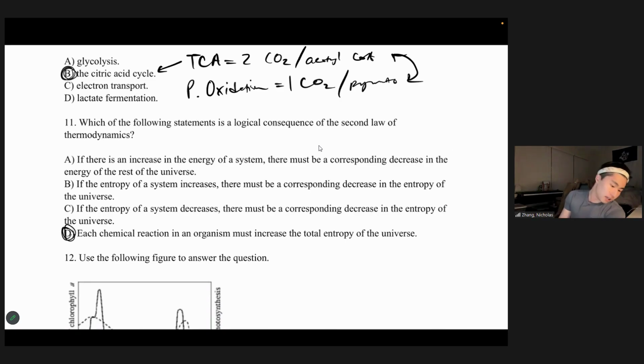Which of the following statements is a logical consequence of the second law of thermodynamics? Each chemical reaction in an organism must increase the total entropy of the universe. That's straight from the second law of thermodynamics.